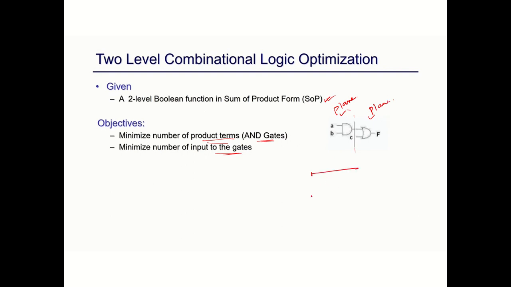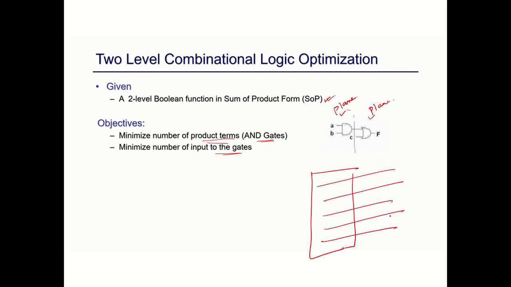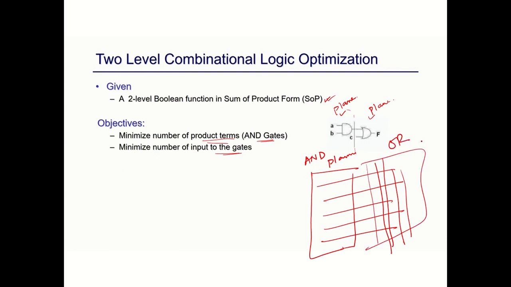That means we have one plane like this, so this plane will give us some output. I'm considering this as the AND plane. From here we will define another plane, which is the OR plane. This plane exactly gives us the final output.